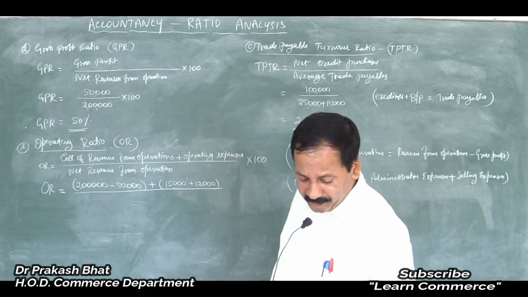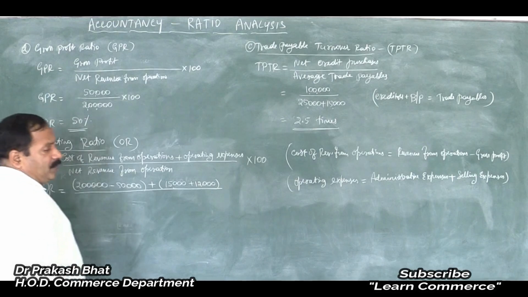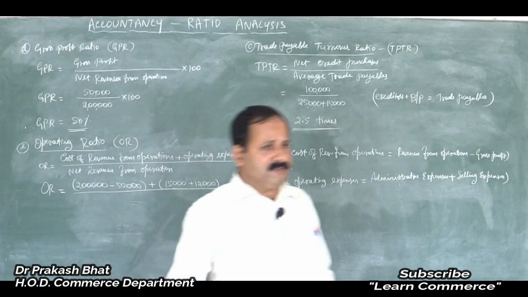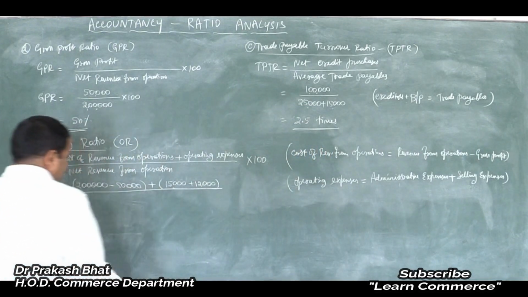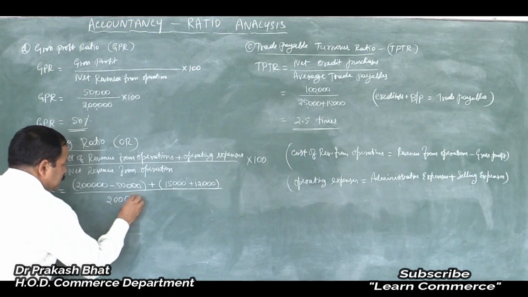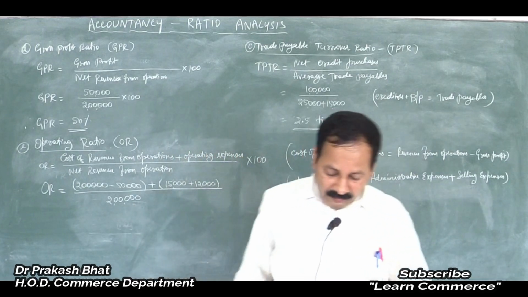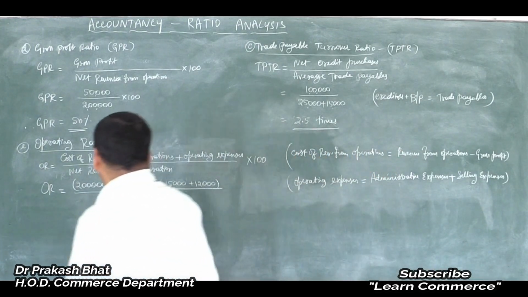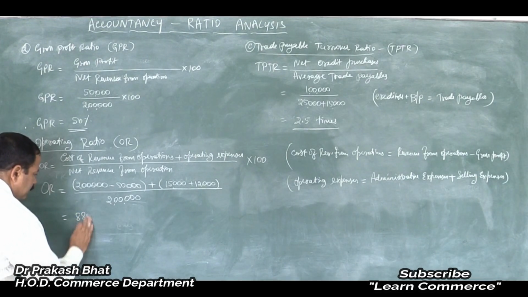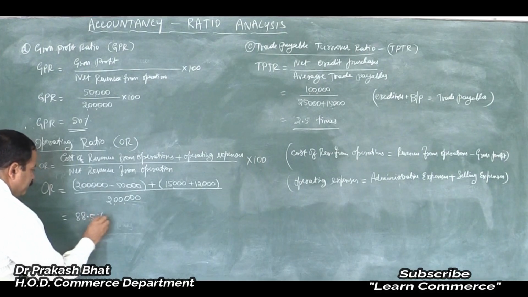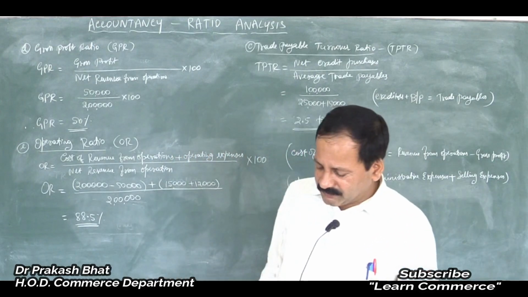Net revenue from operations is 2 lakh, that is sales. Net revenue from operations means net sales, in the sense sales minus sales returns, right? That is what we have to write here. So 2 lakh, there are no returns, so the entire revenue from operations should be treated as sales. 2 lakh divided by 2 lakh, so it will be 88.5%. Simplify it, you will get 88.5%. This is the operating ratio.